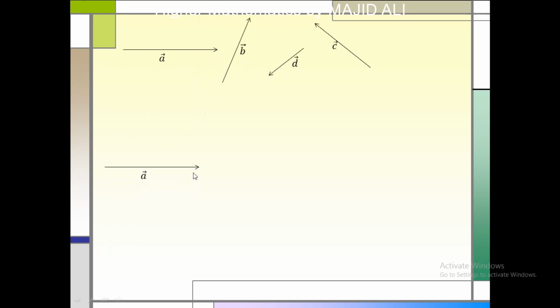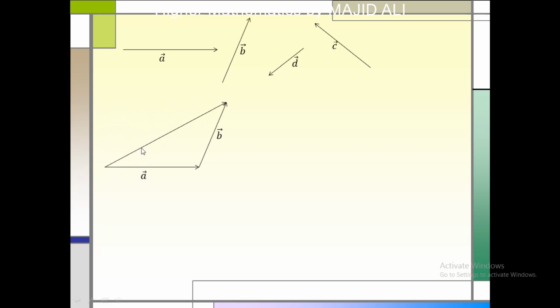Here is vector A. We add the vector B. As you can see there, the head of vector A coincides with the tail of vector B. Both are meeting at the point. This is the head to tail rule, and the resultant is a vector that is drawn from the tail of vector A to the head of vector B, just like this.